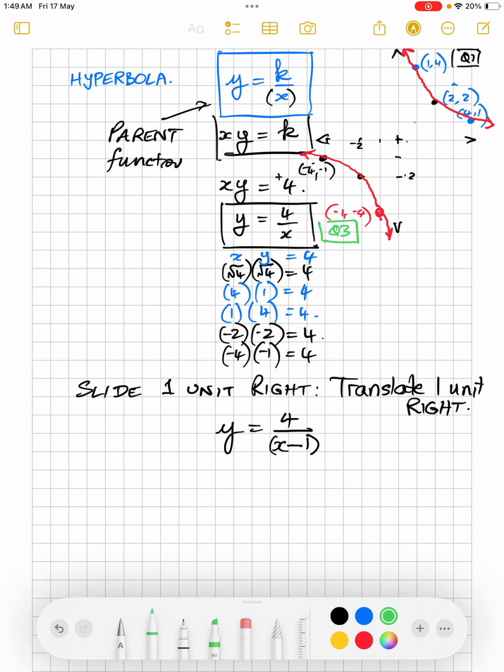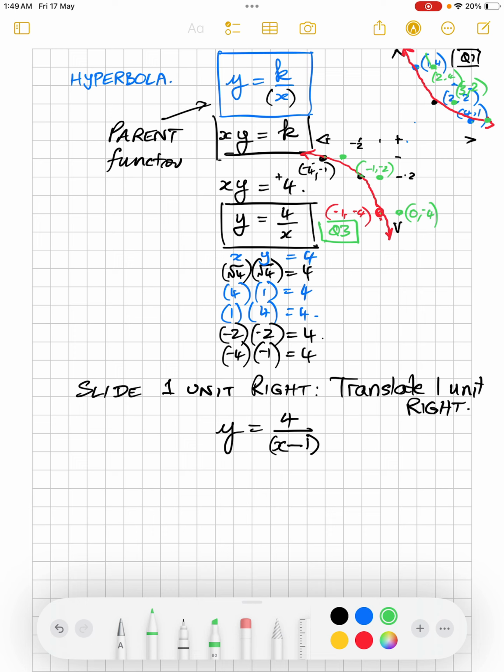Where would that graph go? 1 unit to the right. So instead of 2, 2, it would go across to 3, 2. And instead of 4, 1, it would go across to 5, 1. Instead of 1, 4, it would go across to 2, 4. Instead of negative 2, negative 2, it would go across to negative 1, negative 2. Negative 1, negative 4 would go across to 0, negative 4. This would go across to negative 3.